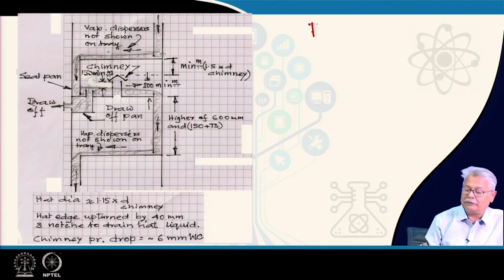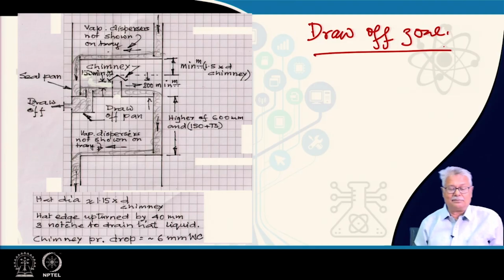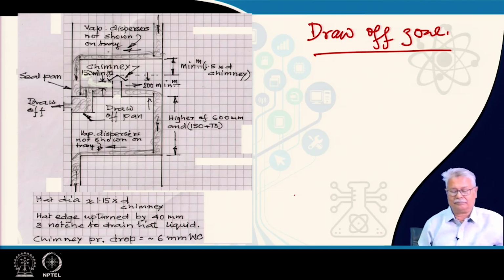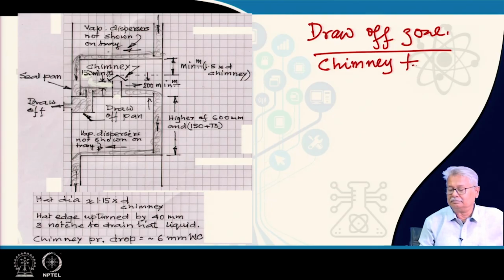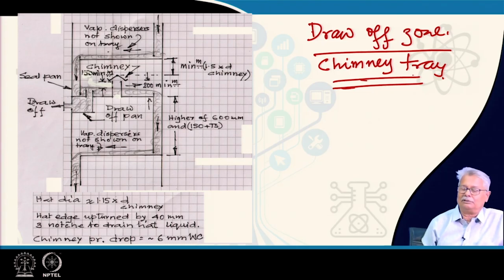Now, here you have a draw-off arrangement. So, I am talking about the draw-off zone. This is something which is not very common for you, but it is important at the same time. You will be hearing another term here, very often you have learnt it also, that is something which is called a chimney tray. And these chimney trays are very different from all the other trays that we have talked about. They are to avoid the vapor liquid contacting.